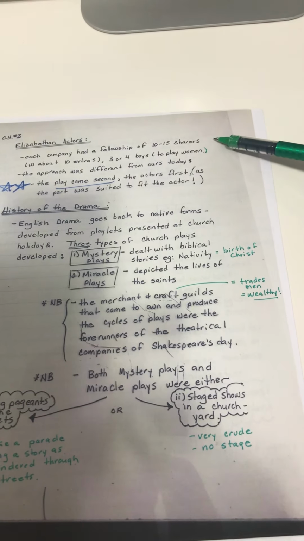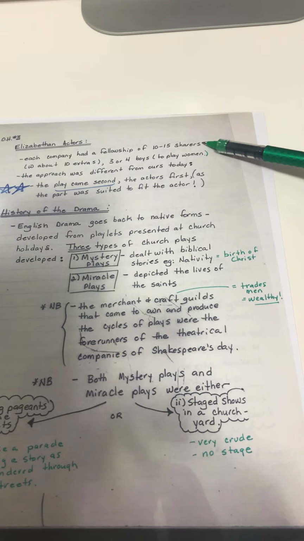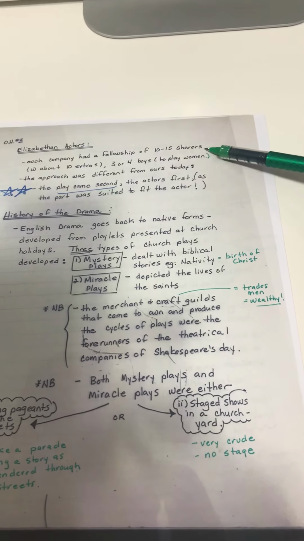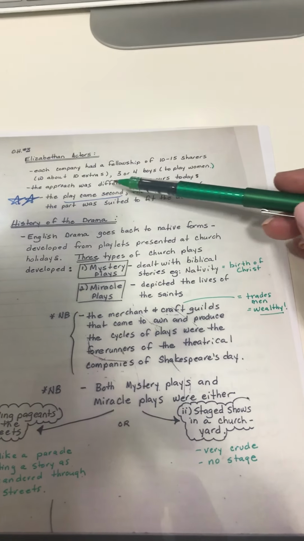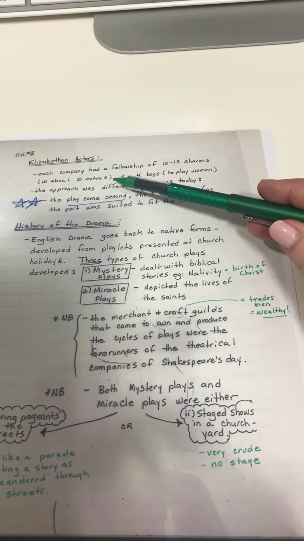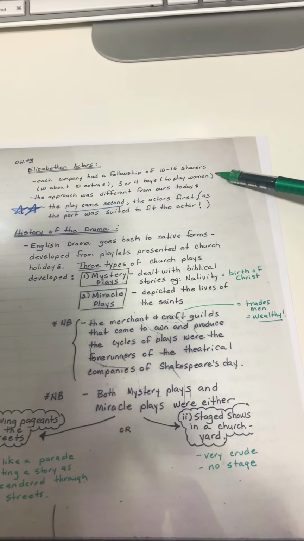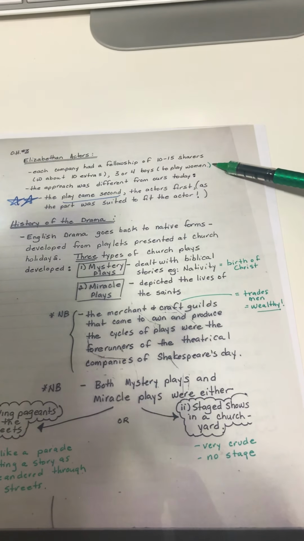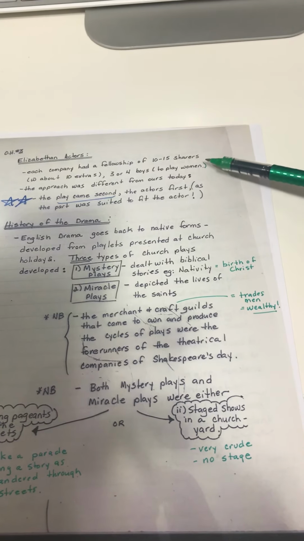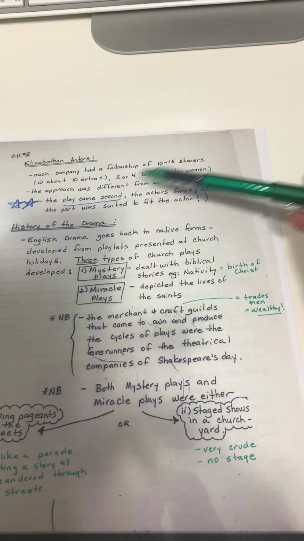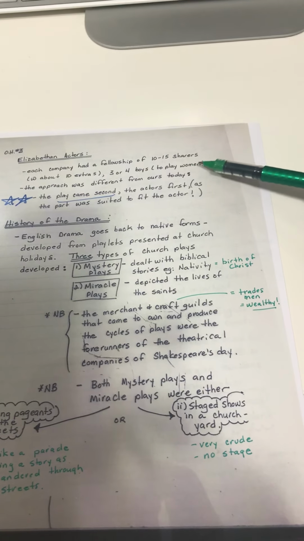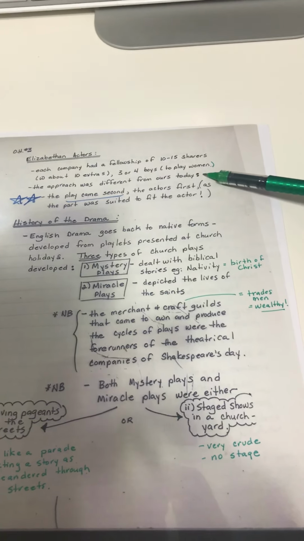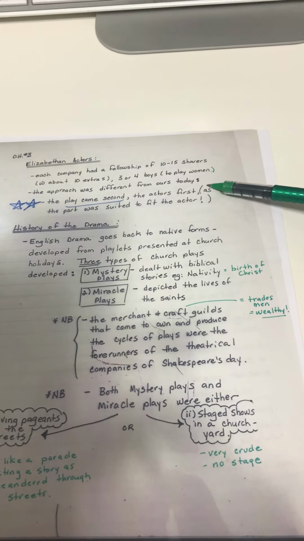So each company had a fellowship of about 10 to 15 sharers, so actors, sometimes referred to as shadows as well, with about 10 extras, just in case they needed some extras or if somebody got sick. It also included 3 or 4 boys, because at this time, of course, women weren't allowed to play. It was not considered correct or respectful. And so they would have 3 or 4 boys whose voices hadn't yet cracked, and these boys would then play women.